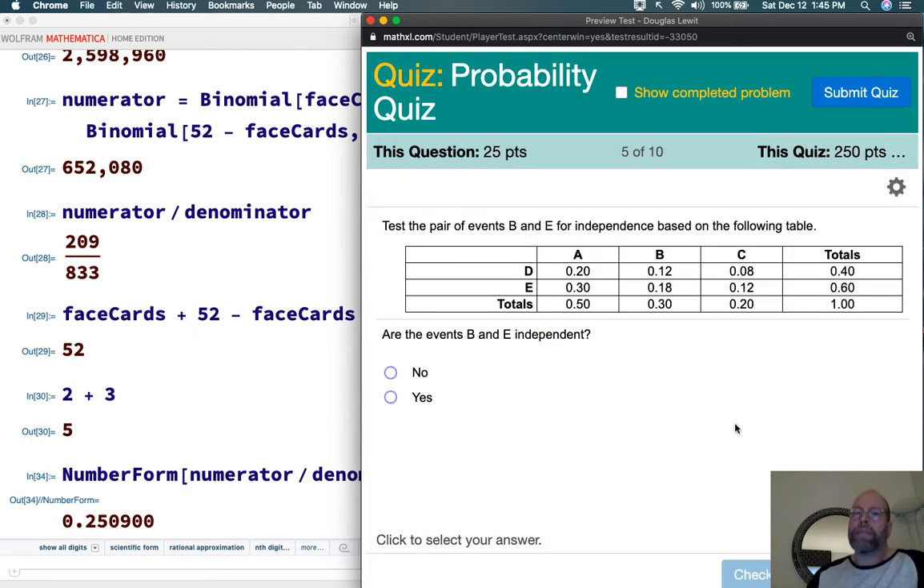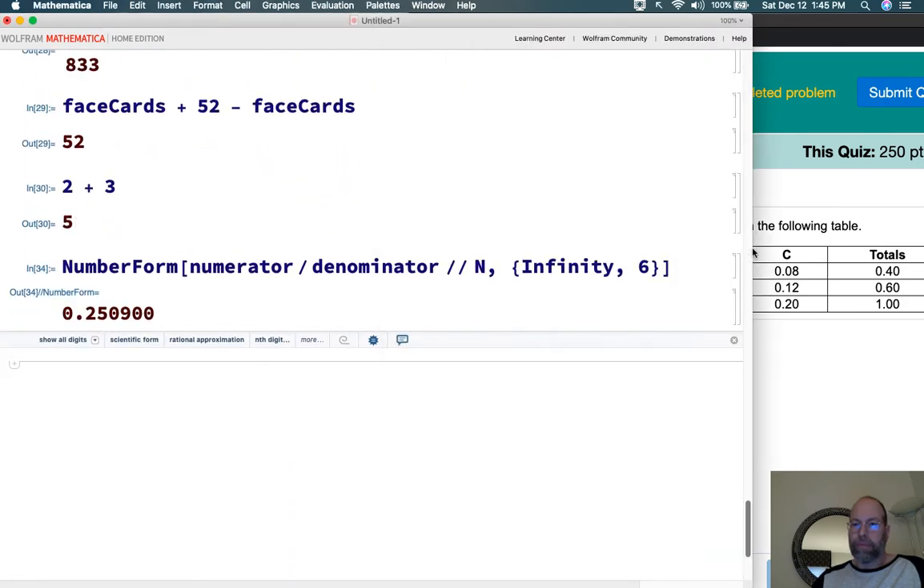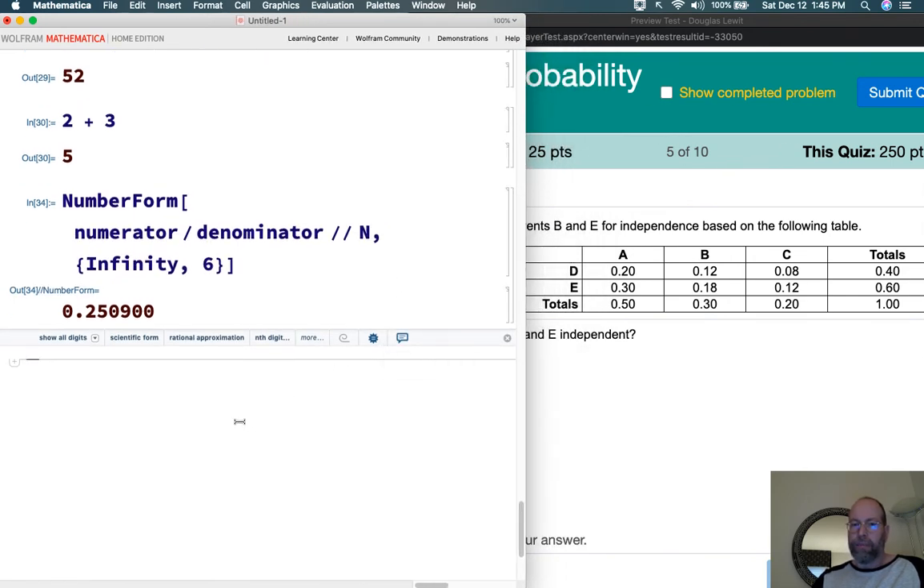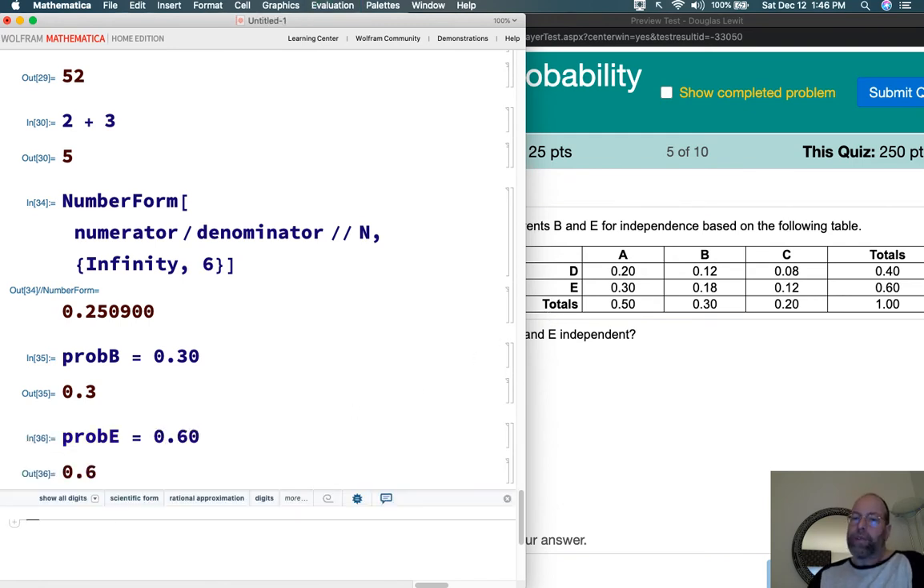Okay, so test the pair of events B and E for independence based on the following table. Okay, so let's see. Let me make this a little bit smaller. Okay, so B and E. So the probability of B is equal to 0.30. Okay, and the probability of E is equal to, as we can see, 0.60. Now, what's the probability of B and E together? It's this value right here, 0.18.